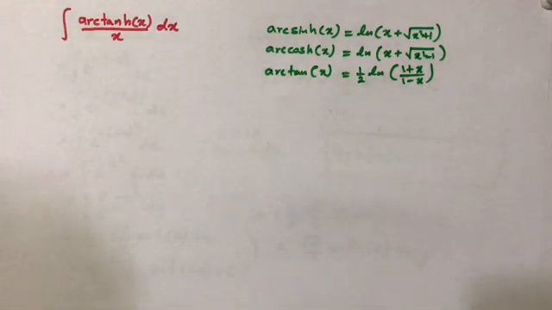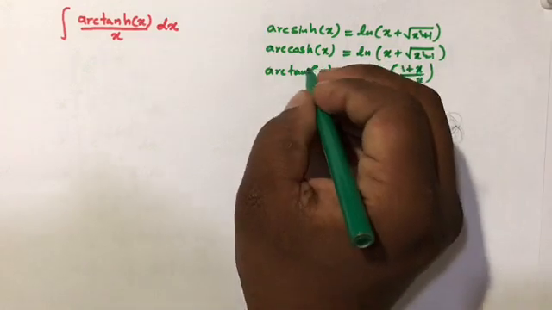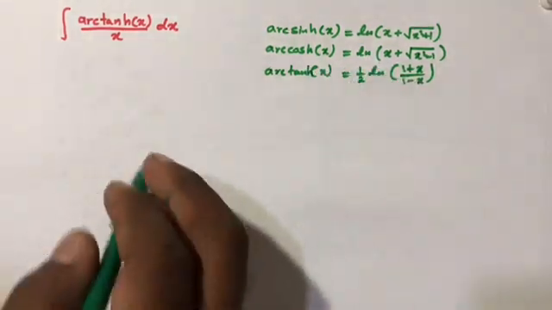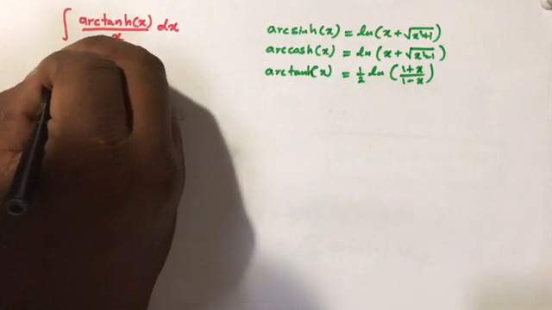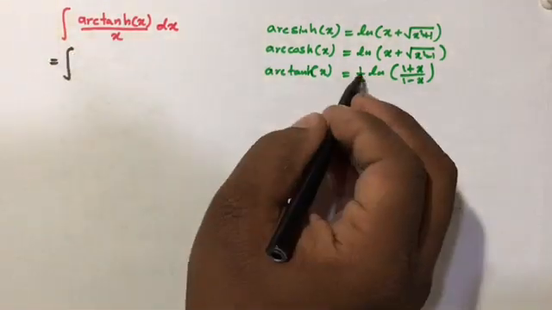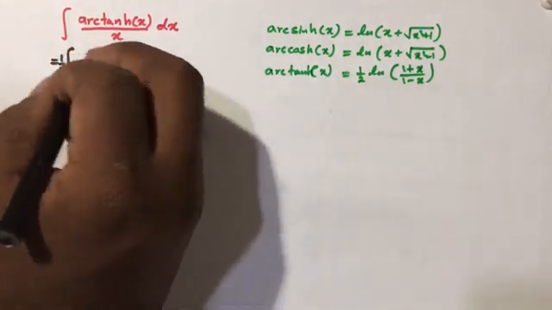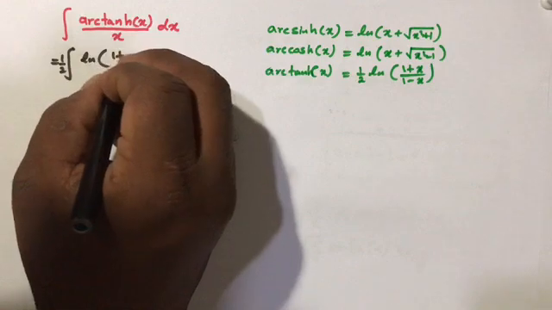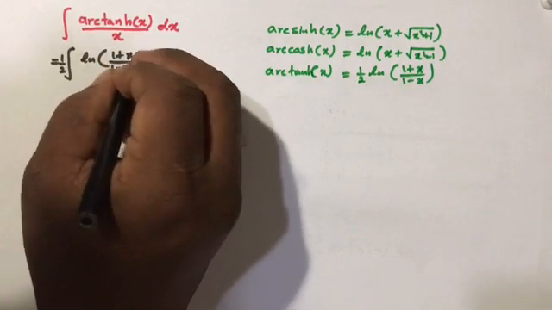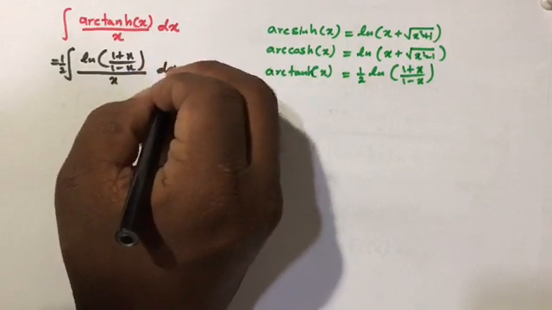So now I'm going to plug in instead of inverse hyperbolic tangent of x. We can write this is equal to 1/2, so 1/2 we can write outside of the integral sign, and 1/2 natural log of 1 plus x over 1 minus x, over x dx.